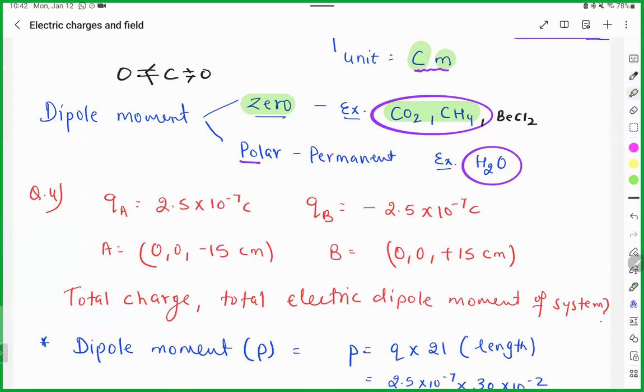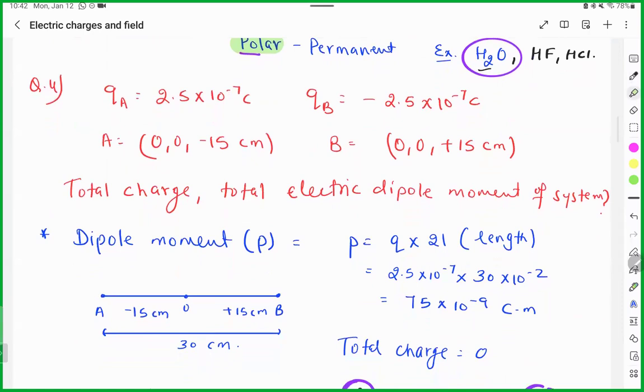In case of polar compounds, dipole moment means there is some electronegativity difference. Example, not only this, even if you take HF, fluorine is more electronegative, so electrons are moving only in one direction. HCl or many other compounds, there will be some dipole moment. And all these things are given in your chemical bonding.